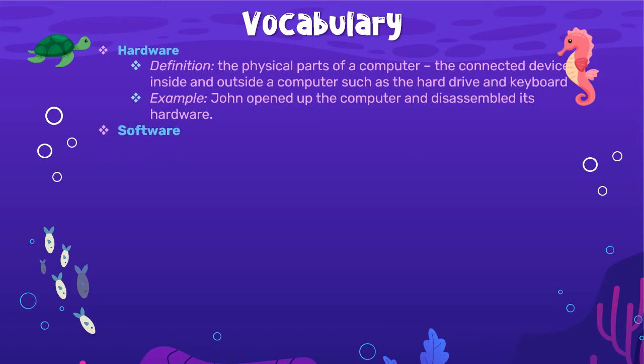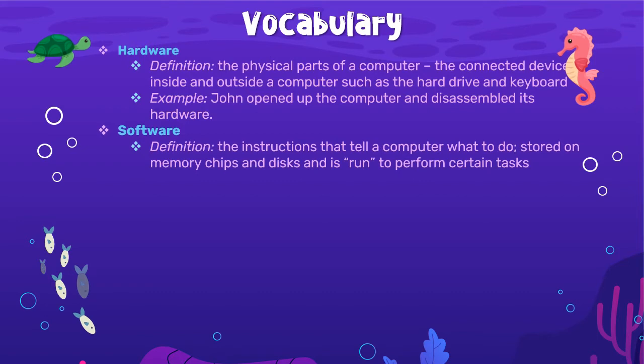Software. Okay, so now we know what hardware is. What would software be? What do you think? Well, that is the instructions that tell a computer what to do. It's stored on memory chips and disks, and it is run, quote unquote, to perform certain tasks. So software is something within the computer itself. It's all of the code and things.